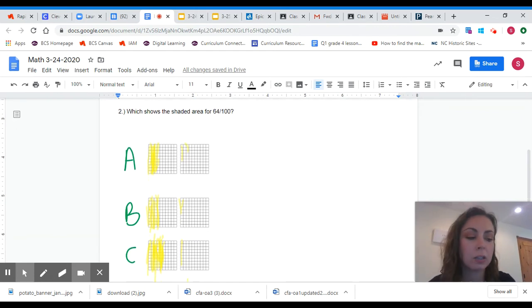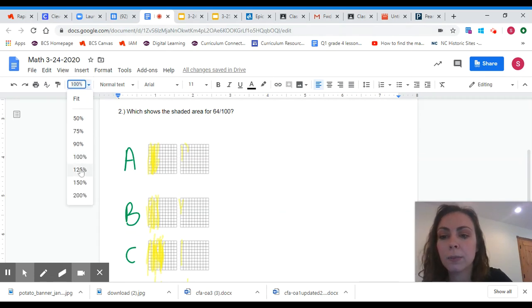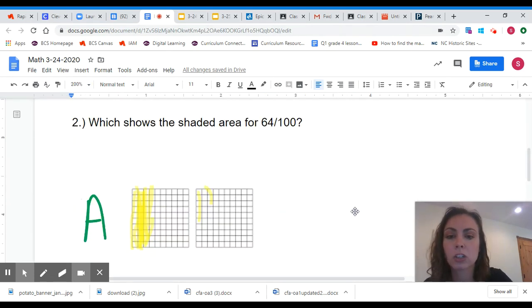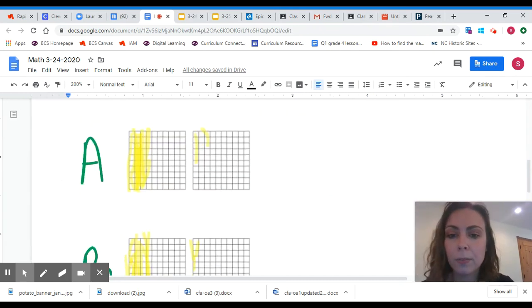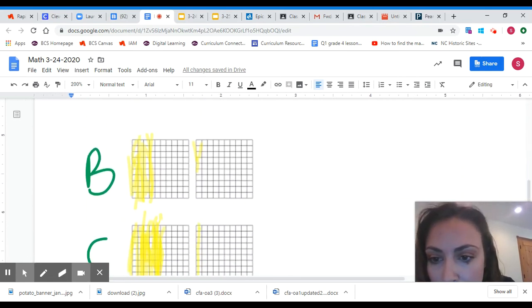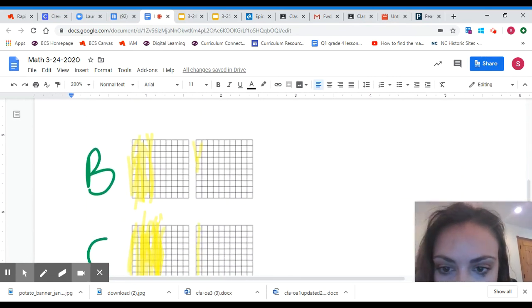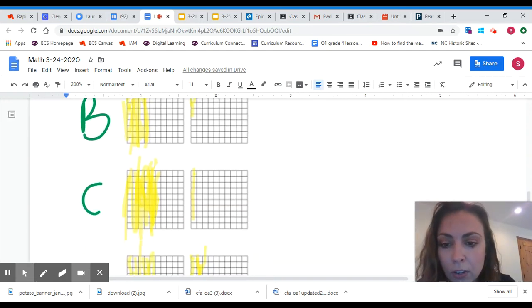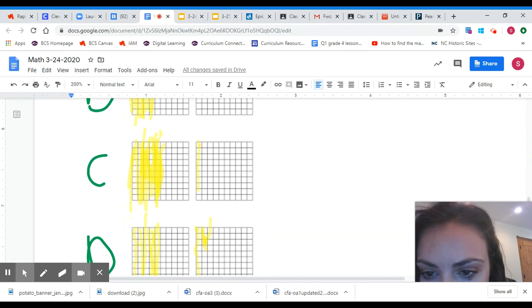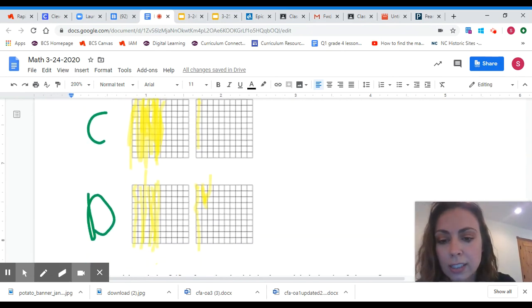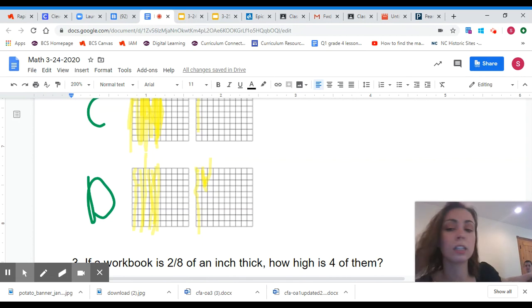for 64 hundredths. Now you would need to blow this up to see it. And you can do that by this little thing right here. And you can make it much bigger so you can actually see how much is there. So on this first one, you can see there is actually 49 hundredths right there. And then if you scroll down to this one, there is 46 hundredths. On this one, we have 69 hundredths.